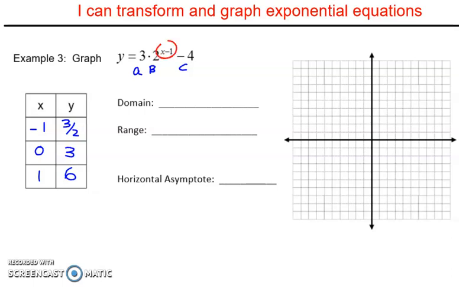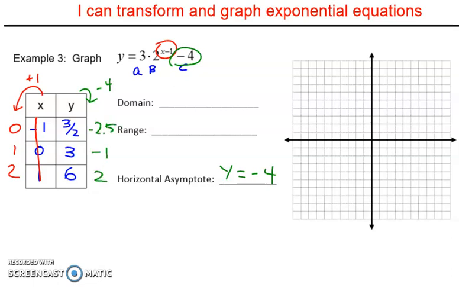What happens in the exponent? We do the opposite to x. So I'm going to go ahead and add 1. What happens out here is what I do to y. So I'm going to subtract 4 from the y's. And remember, that's also our horizontal asymptote. So going ahead and adding 1 to the x's, I get 0, 1, and 2. Subtracting 4 from the y's, this gives me -2.5, -1, and 2.